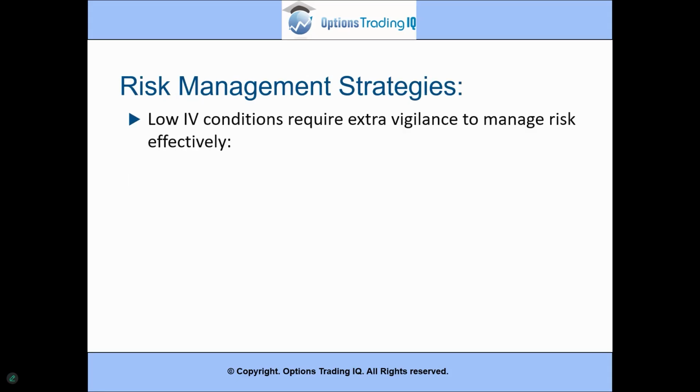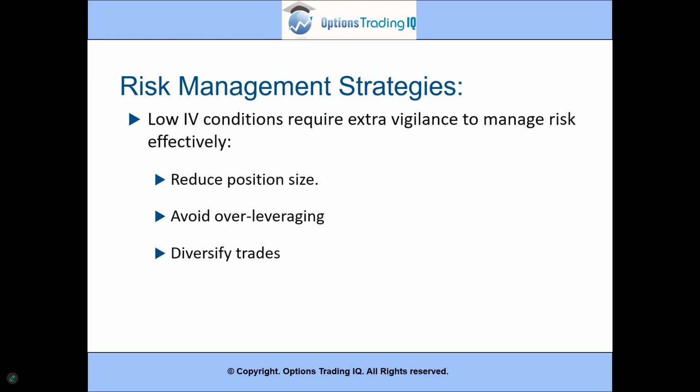In terms of risk management strategies, low IV conditions require extra vigilance to manage risk effectively. Number one thing you can do, reduce position size. Don't take on too much risk. You should avoid over leveraging. So again, taking on too many positions and too many big positions, and consider using spreads instead of naked options. Diversify your trades as well. So look for some of those lower risk underlyings, stocks and ETFs that are less likely to have those big drops in the event of a vol spike.